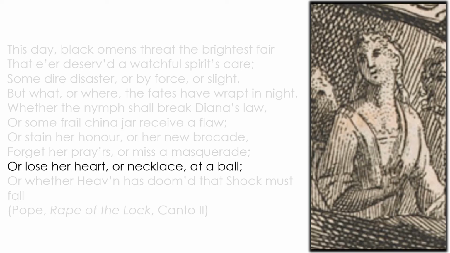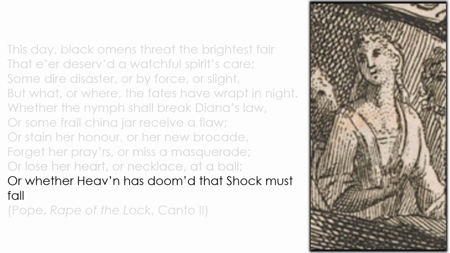Or lose her heart or necklace at a ball. Similarly, the use of antithesis here allows the poem to suggest that Belinda confuses the external material realm and the internal emotional realm. She might just as easily lose her heart or lose her necklace, and she seems to be just as concerned or unconcerned either way. And incidentally, this again is a line of Zeugma, which we'll return to.